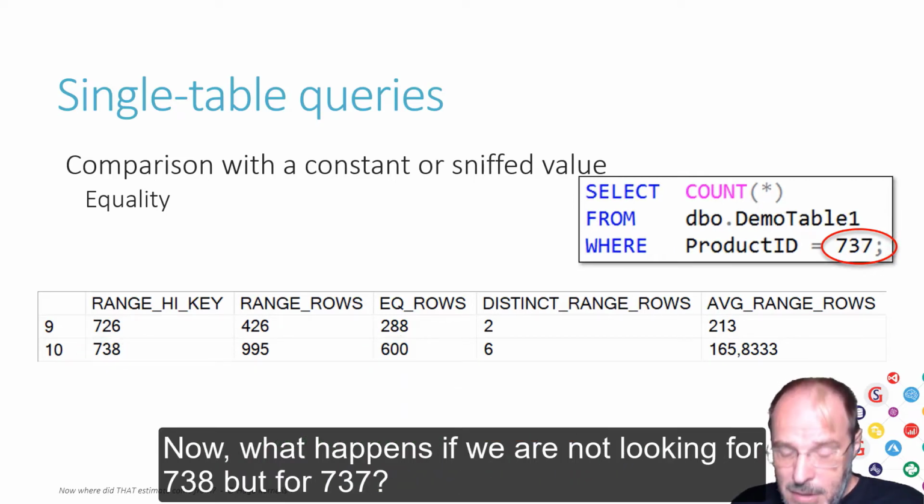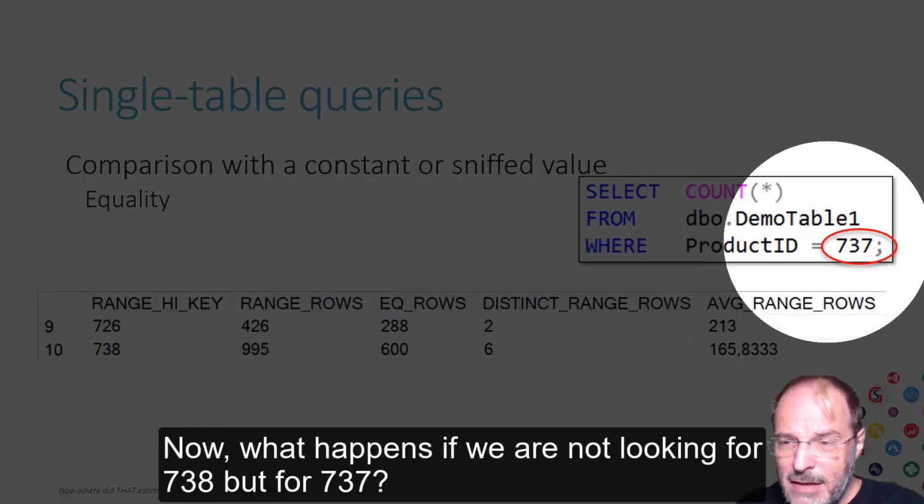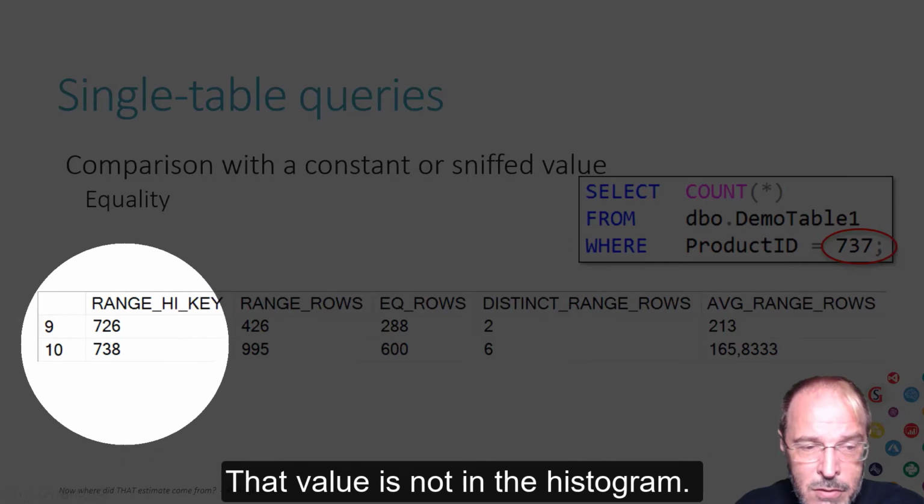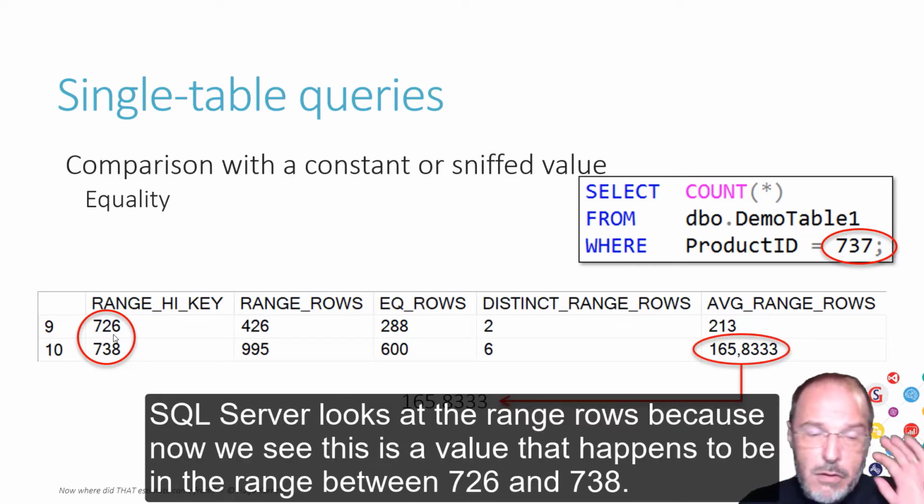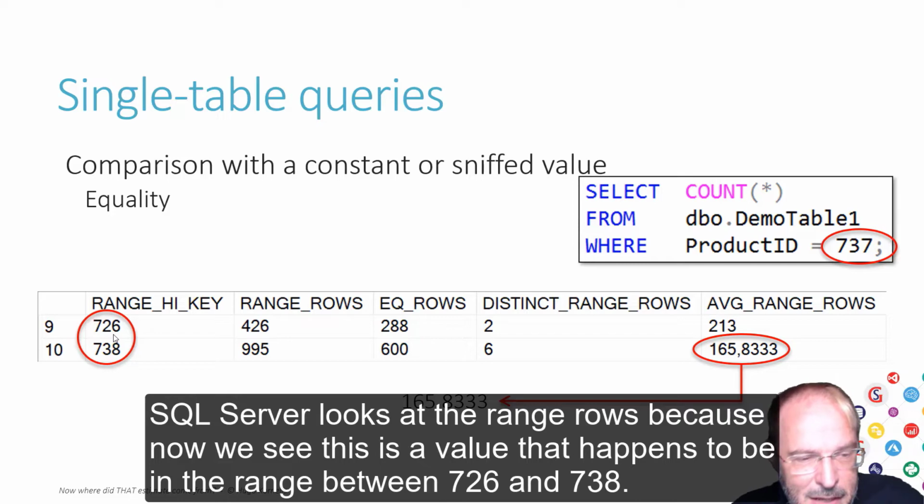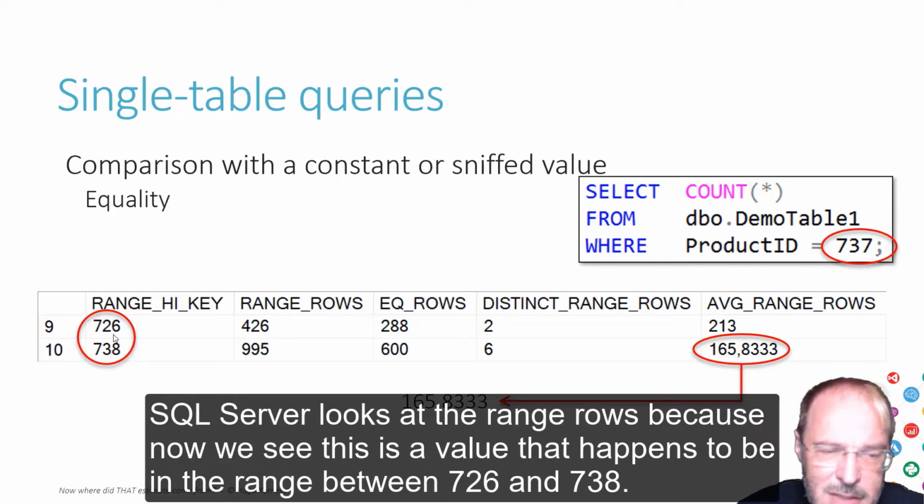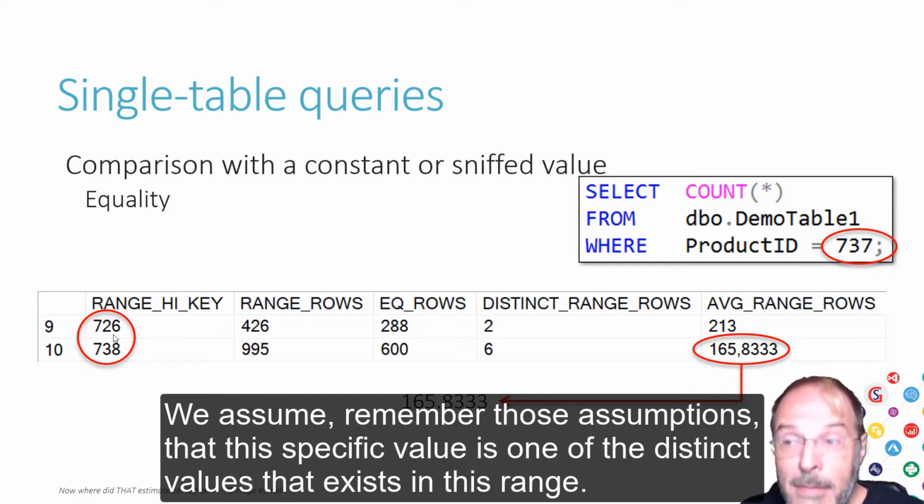Now what happens if we are not looking for 738 but for 737? That value is not in the histogram. So how are we going to fix that? Well, SQL Server looks at the range rows, because now we see this is a value that happens to be in the range between 726 and 738. We assume, remember those assumptions, that this specific value is one of the distinct values that exists in this range.